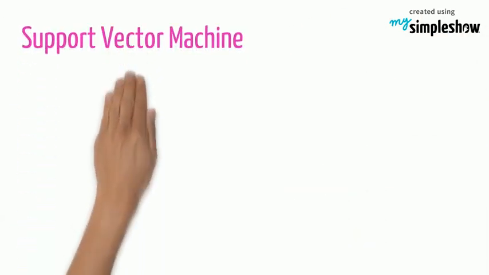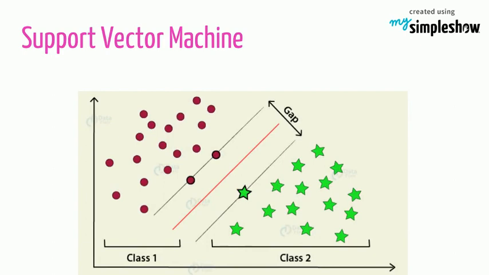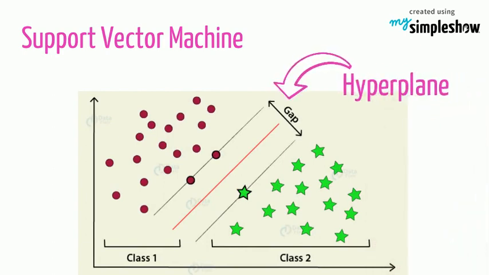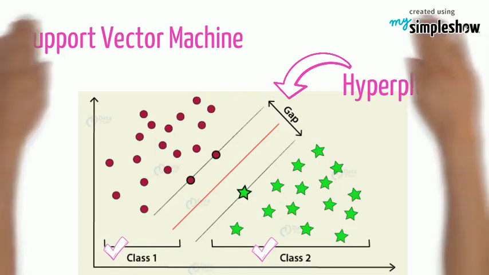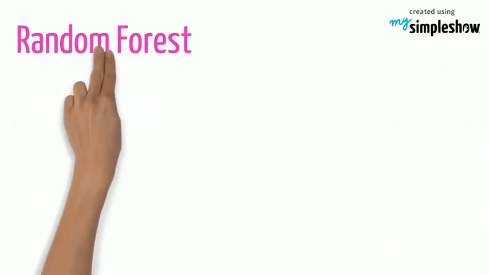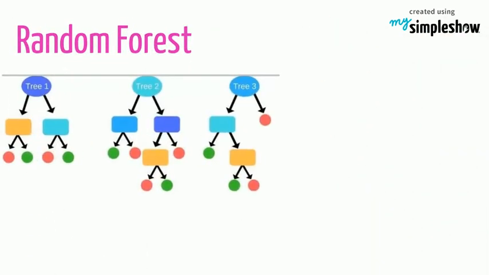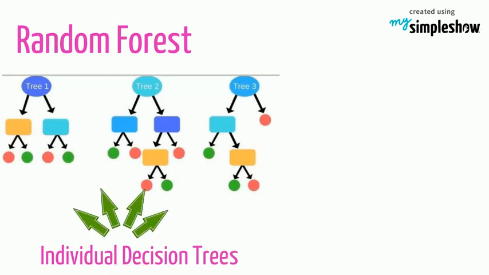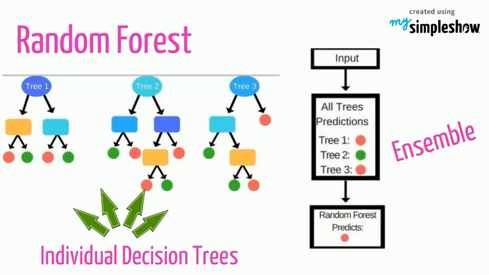Further into classification comes the support vector machine algorithm, which plots data points in n dimensions, later performs classification, and finds the hyperplane that differentiates the two classes very well. Random forest is next in the list of classification algorithms. Like its name implies, it consists of a large number of individual decision trees that operate as an ensemble.